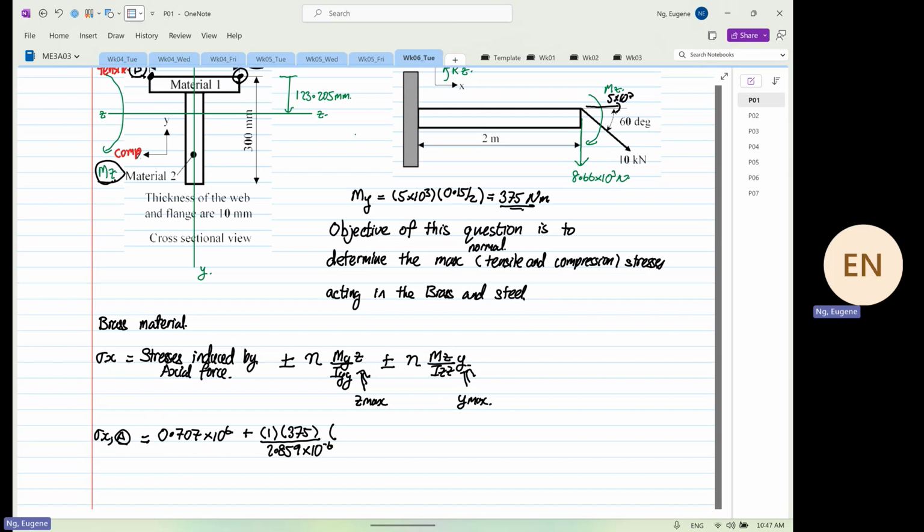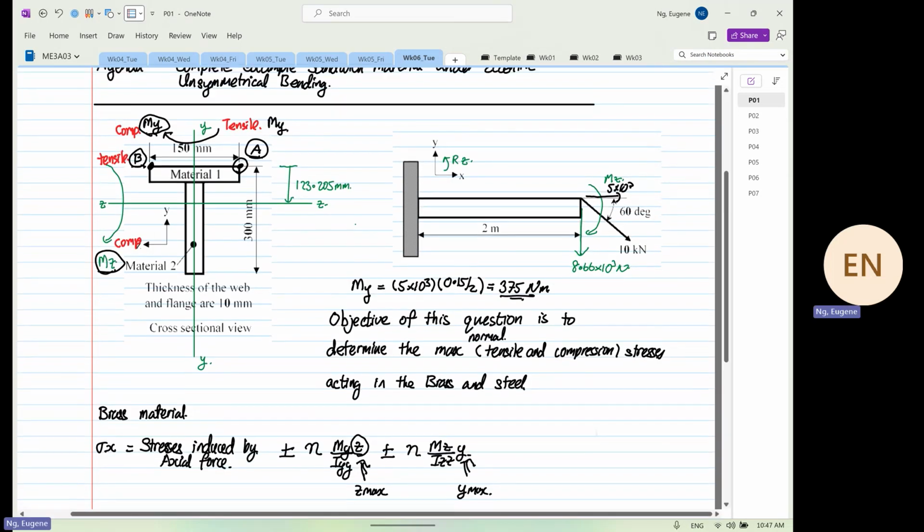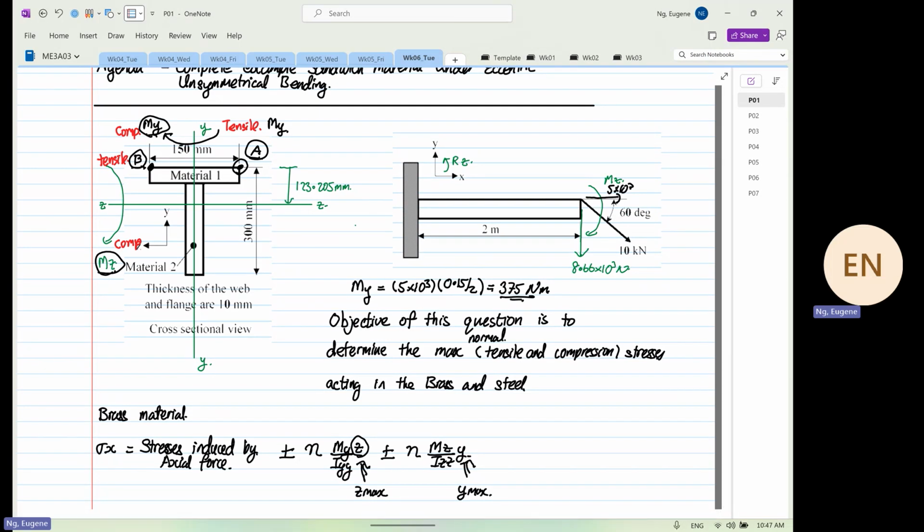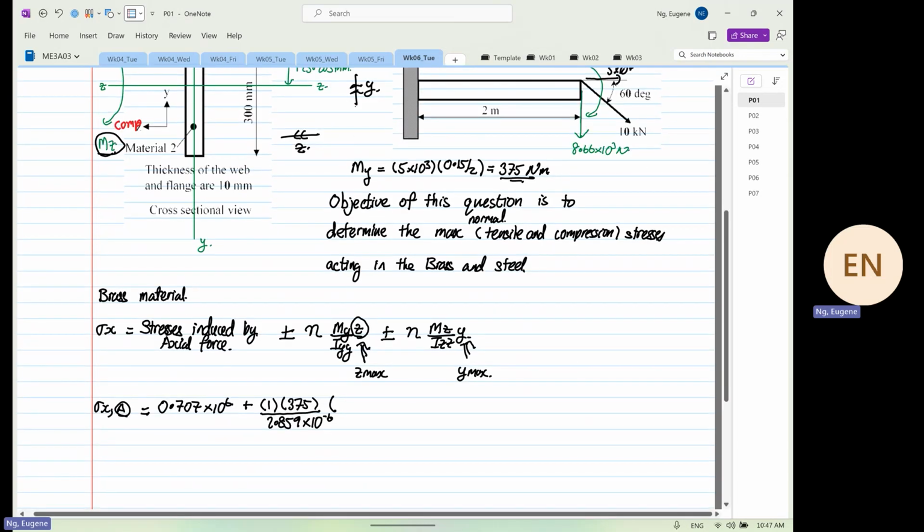The next point where a lot of students make mistake is the Z. Okay, so from here, we want to calculate the Z distance. At point A, can someone tell me what is the Z distance, please? Anyone? Is it 123.205 or is it 150 divided by 2? If you're not sure, just remind yourself that this is the Z direction and this is the Y direction. So the Z direction is equal to 0.15 divided by 2.